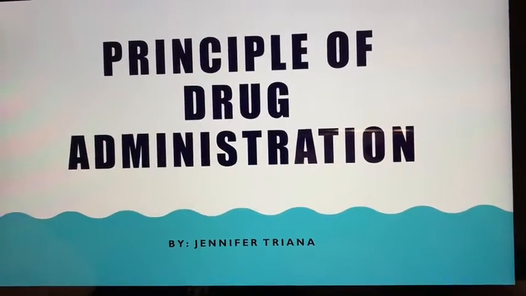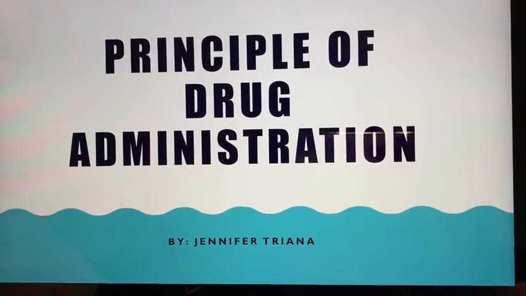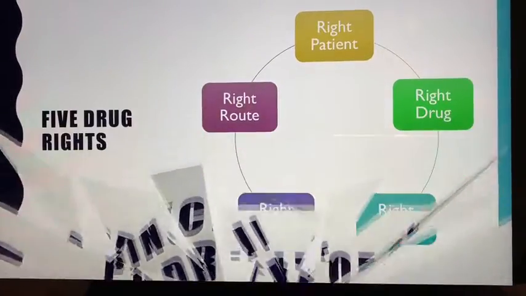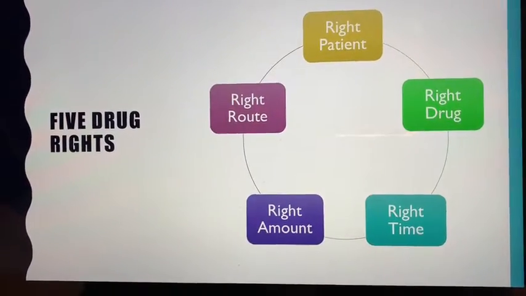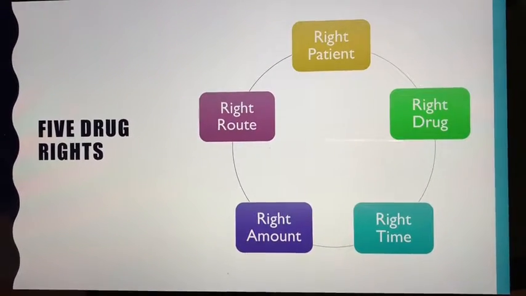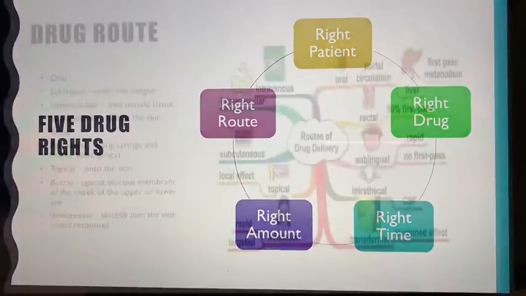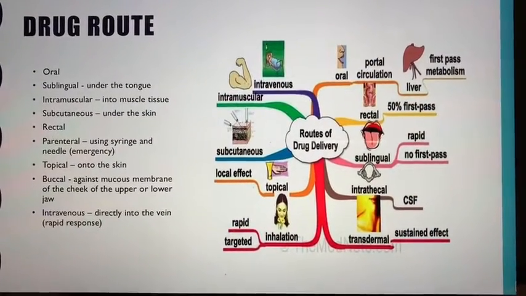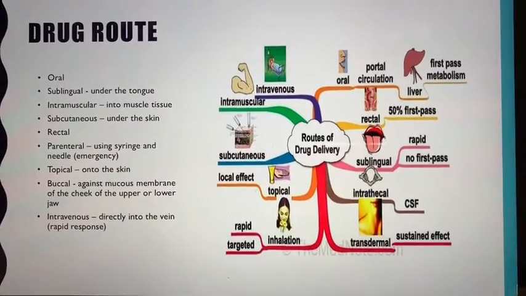And now we go into the principle of drug administration. We have to know the 5 drug rights, which are the right patient, right drug, right time, right amount, and right route. Next, we have the drug route. We have a couple different types of drug routes.